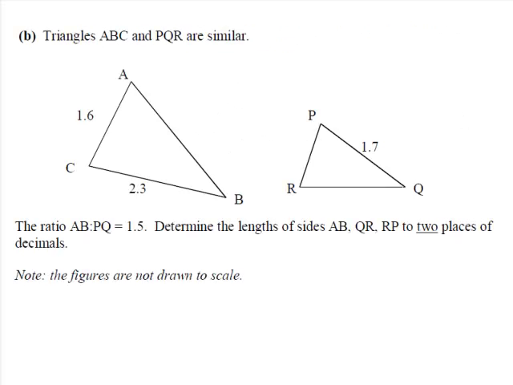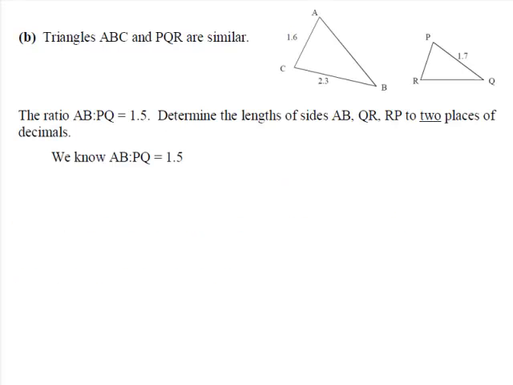Now in part B, we're given two similar triangles, which means that they are the same shape but different sizes. Okay, let me redraw that so I've got a bit of space to write. Now, we know that AB over PQ is in the ratio of 1.5 to 1. So let's write that as a fraction. AB over PQ is 1.5 to 1.